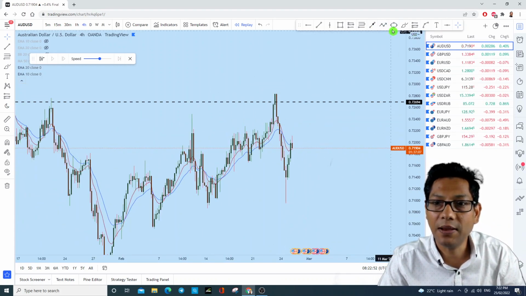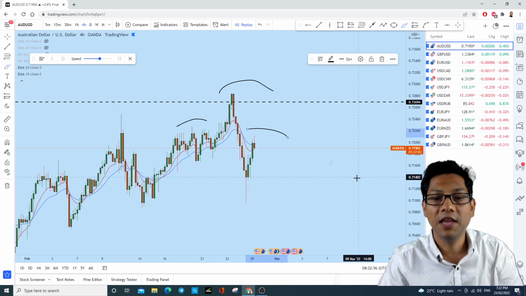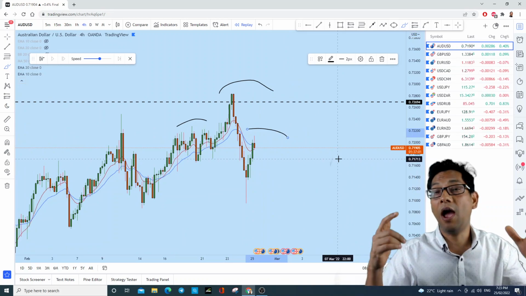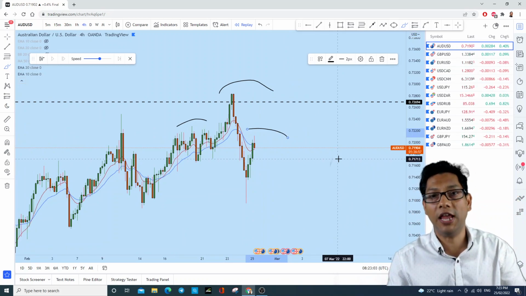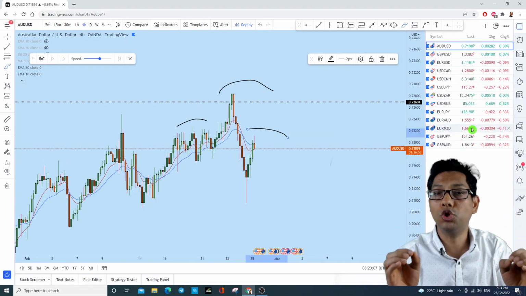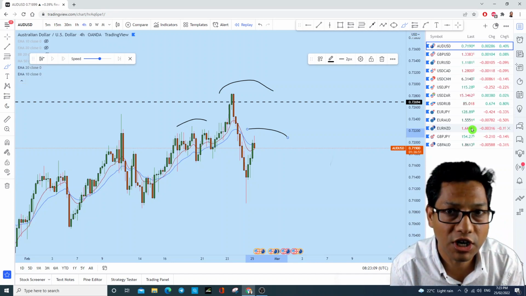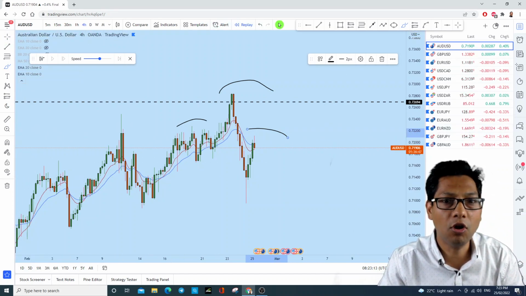Now at the same time, we see on Aussie dollar there is a possible head and shoulder pattern. Now I will take only one USD pair, either GBP USD or AUD USD or other USD pair that I will analyze later, but whichever will give me the best possible trading opportunity, I will go for it. So what is happening on AUD USD?